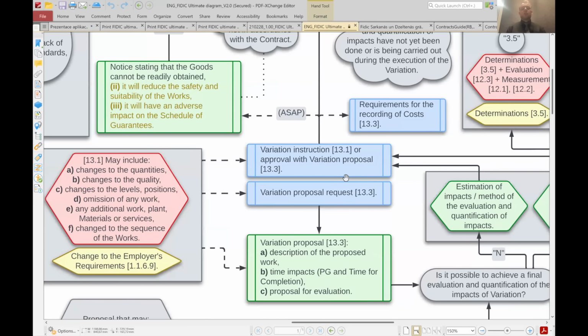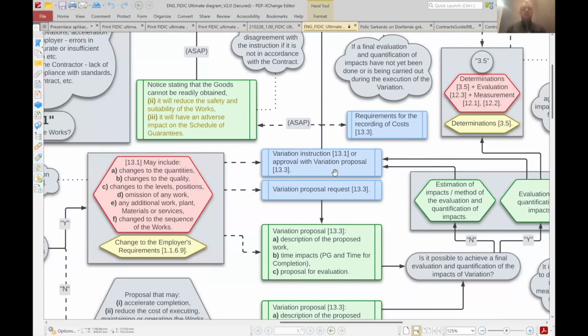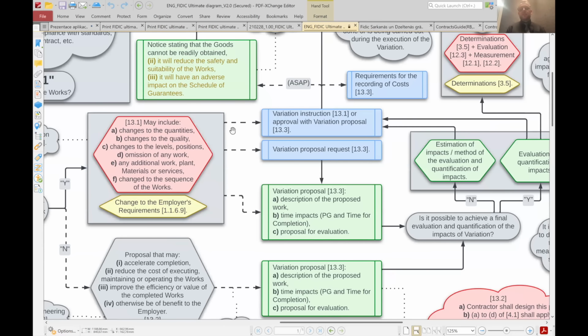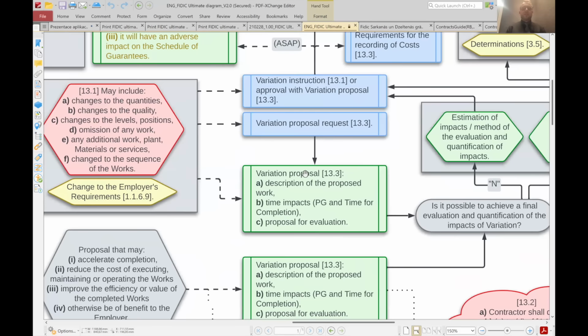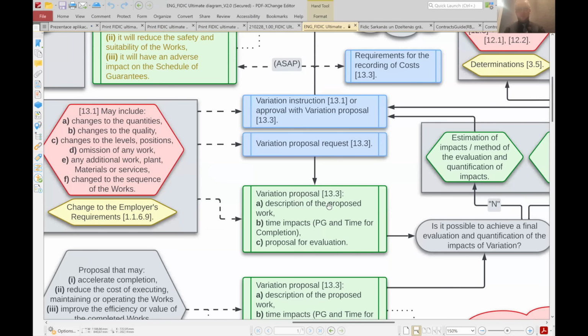In the process of the variation, the most important part is the instruction. As you can see, there are again a few little arrows that are not dotted. This is just to understand, because quite a lot of people make mistakes here. It means that you can start a variation with different steps. You can start with a variation proposal, you can start with a variation request, and you can start immediately with a variation instruction. But you have to start somewhere.